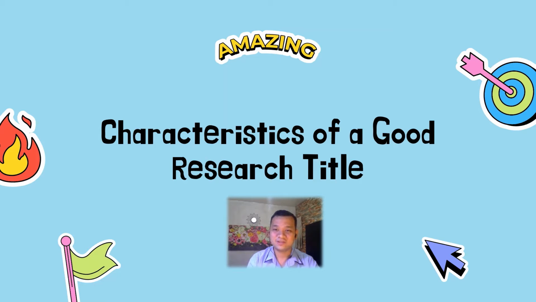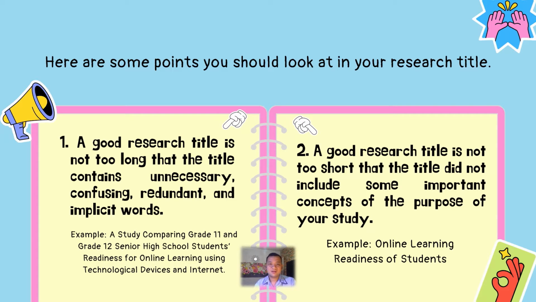Without further ado, let's move on to the characteristics of a good research title. Here are some points that you have to look into when you write a research title. The first thing that you should look into is that the title should not be too long and should not contain unnecessary, confusing, redundant, and implicit words. Take a look at this example. A study comparing grade 11 and grade 12 senior high school students' readiness for online learning using technological devices and internet. Can you identify the unnecessary, confusing, redundant, and implicit words here?